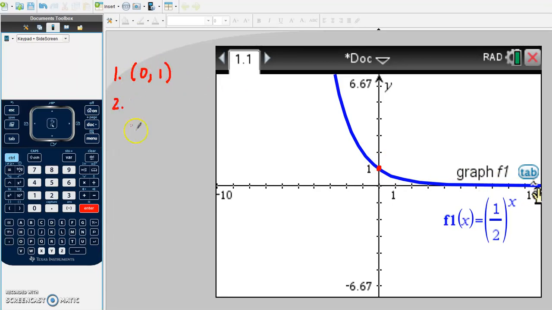And then the second one was asking if it was increasing or decreasing. So if we read our graph from left to right, just like we normally read a book, I can see that this is going down. So that is going to be decreasing.